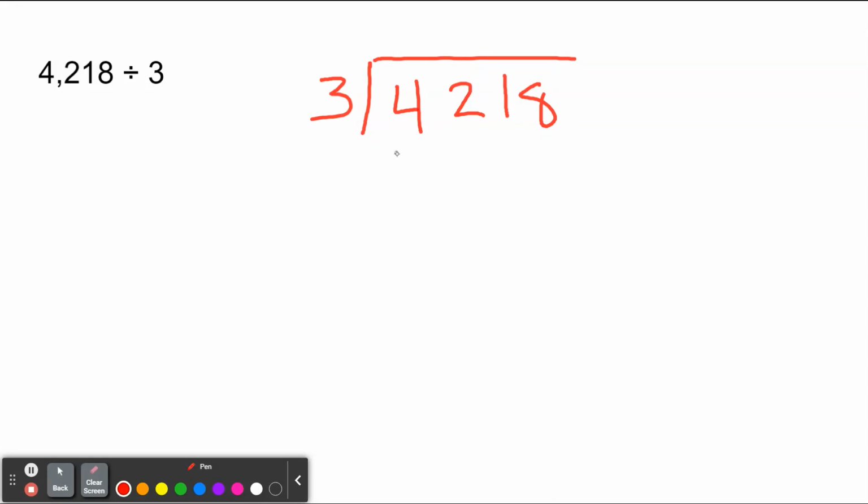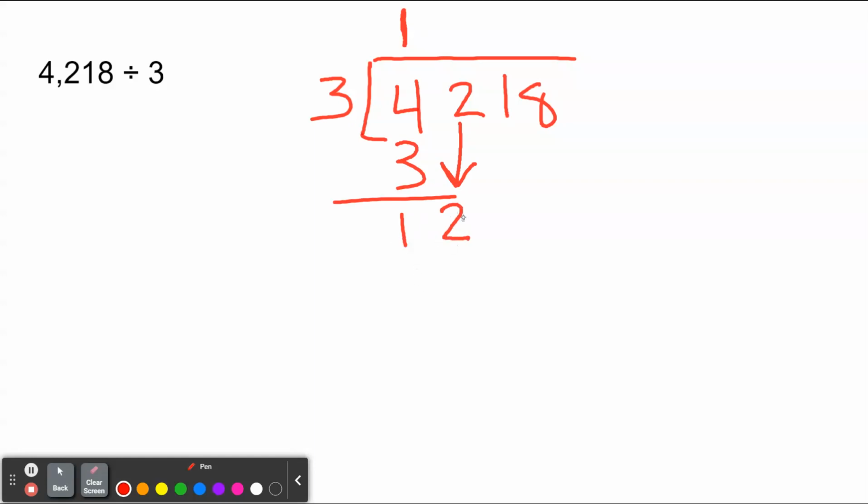So now I have to start with my largest place value, my largest unit, which is thousands. So I have 4 thousands. How many times can I divide the 4,000 equally into 3 groups? 1 time. I can put 1,000 into each of my 3 groups. So I have 1 times 3. I've used 3 of my thousands, and now I'm going to subtract that away. I have 1,000 left over. I'm going to change this 1,000 into hundreds. I'm going to combine that 1,000 with my 200s. Now I have 12 hundreds.